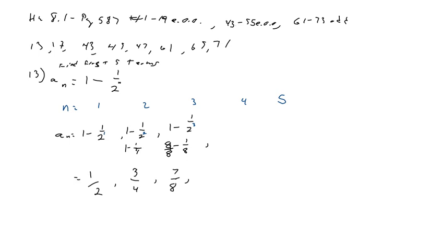Keep doing this pattern. 1 minus 1 over 2 to the fourth power. That's 1 minus 1 over 16. That's going to be 15 over 16. And last one, 1 minus 1 over 2 to the fifth power. That's 1 minus 1 over 32. That's going to be 31 over 32. See the pattern here?